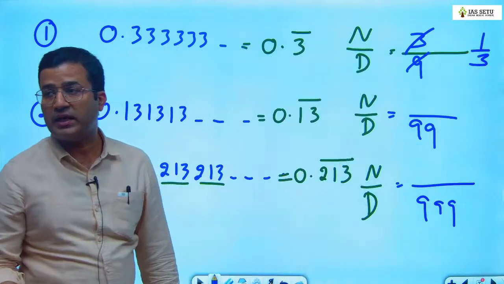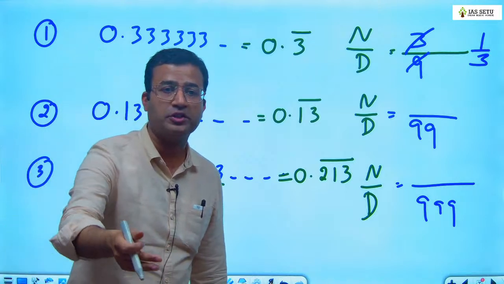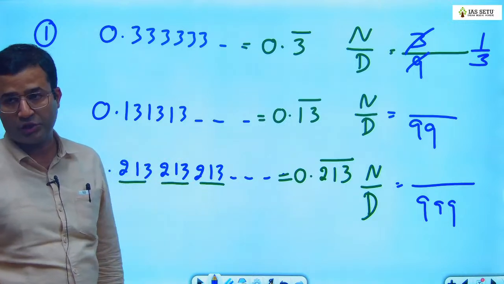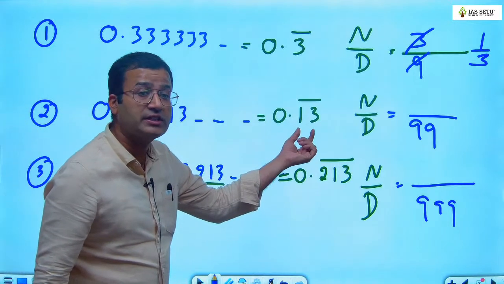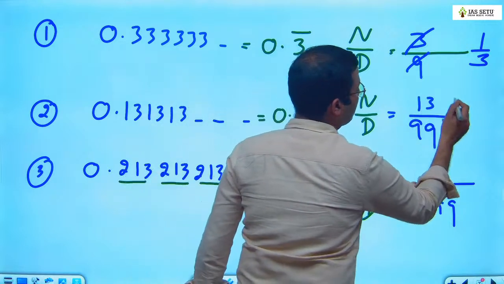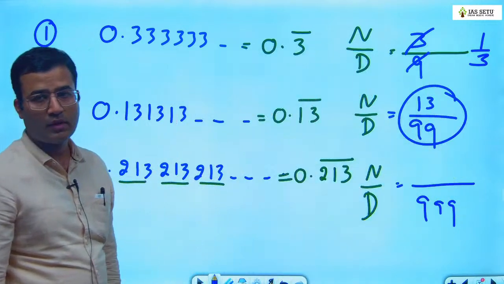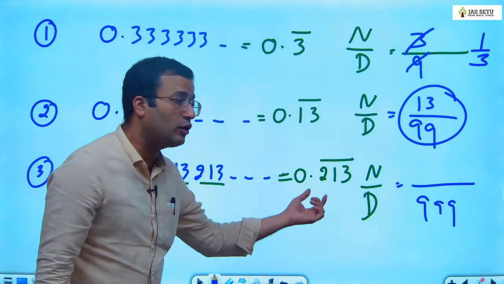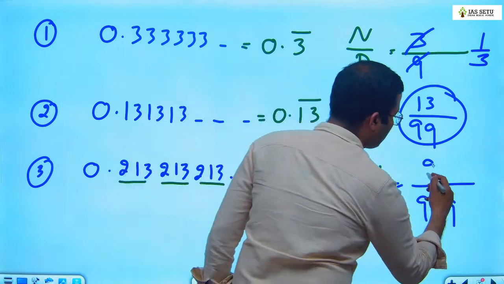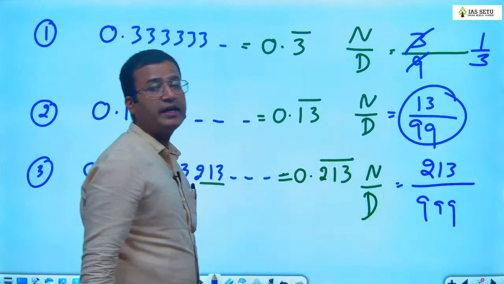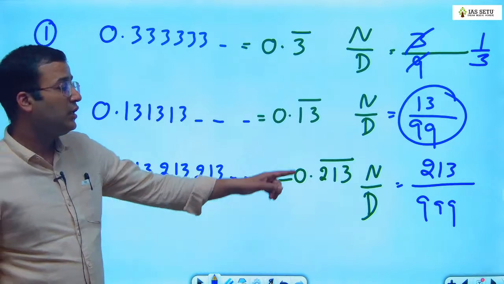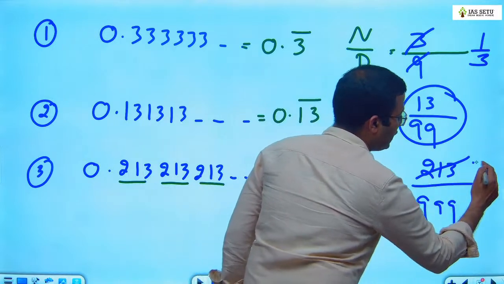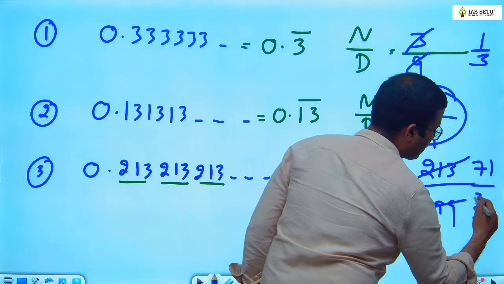You can check 1 by 3: when we convert it in decimal it is 0.3333, and to convert it into fraction it is 1 by 3. Second question, what is the number? 13. So your answer is 13 upon 99. We can't simplify, so the answer is 13 upon 99. Third question, our number is 213. So it is 213 divided by 999. This is a multiple of 3. Multiple of 3, we have to simplify. Divide by 3, it will come 71 upon 333.